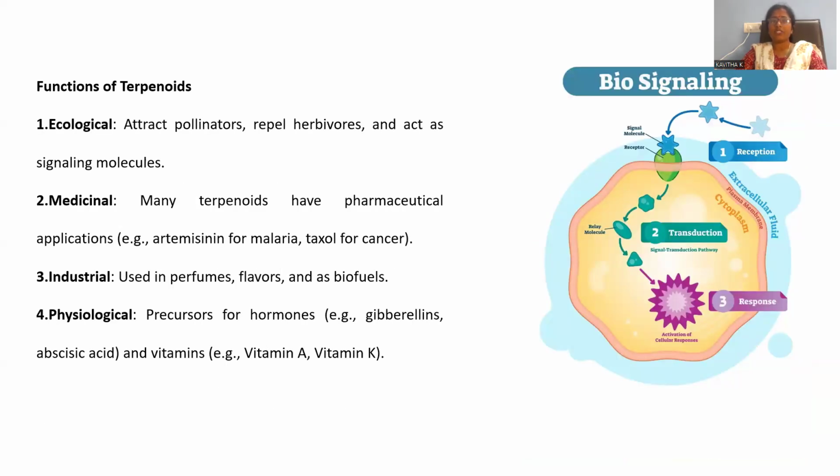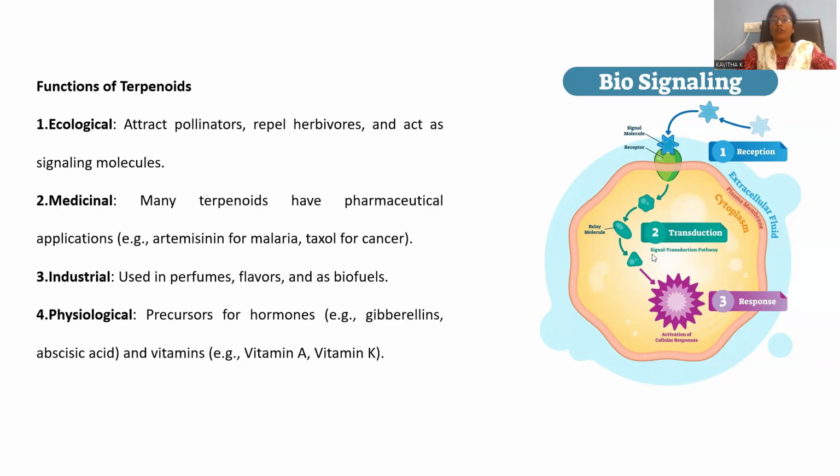Let's go with applications. This is called the functions of the terpenes, how they are working. Ecological means in the ecosystem, in our surroundings, how they are helpful, right? They attract the pollinators and repel the herbivores because of their fragrance. Any herbivores which are consuming the plant, the plant generates its defense system so that herbivores can be repelled.